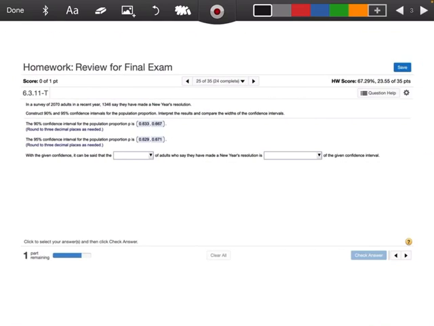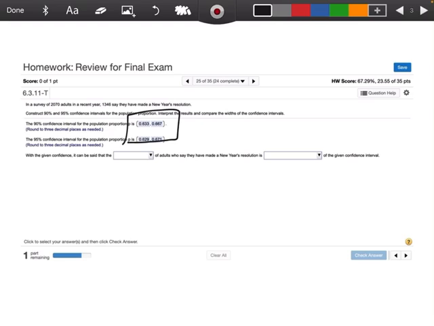Let's see. Number 3, same type of problem. It says in a survey of 2,070 adults in a recent year, 1,346 say they've made a New Year's resolution. Construct 90% and 95% confidence intervals, okay? This part here was done. All right, so it says, with the given confidence, it can be said that the, let's see, so what would we be looking at here?